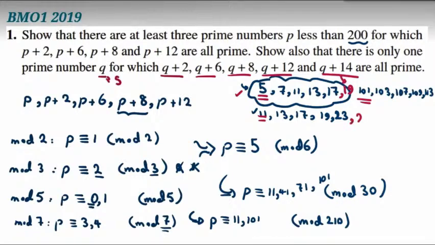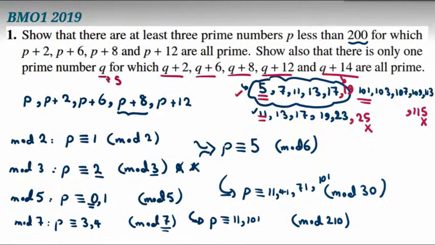If you check this one, the next one is 25, which is bad. If you check this one, the next one is 115, which is bad. Both of them are multiples of 5. So for q, we have only 5, but for p, we have 5, 11, 101. Okay, so we worked on these ideas.